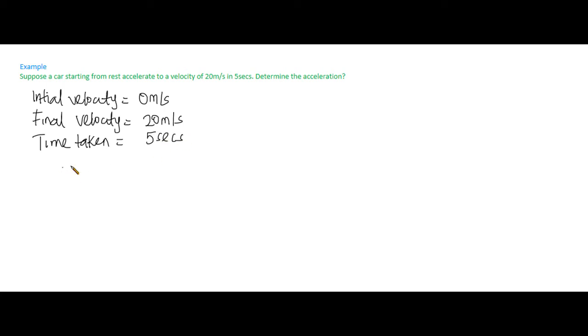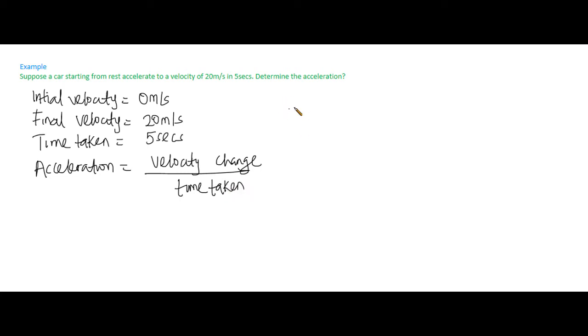And from our formula, acceleration is equal to velocity change all over time taken. And if you remember, to get the velocity change, we subtract the initial from the final, so velocity change will be 20 minus 0 meters per second, and we have time taken to be 5 seconds. So we have 20 meters per second all over 5 seconds, and this will be 4 meters per second squared.